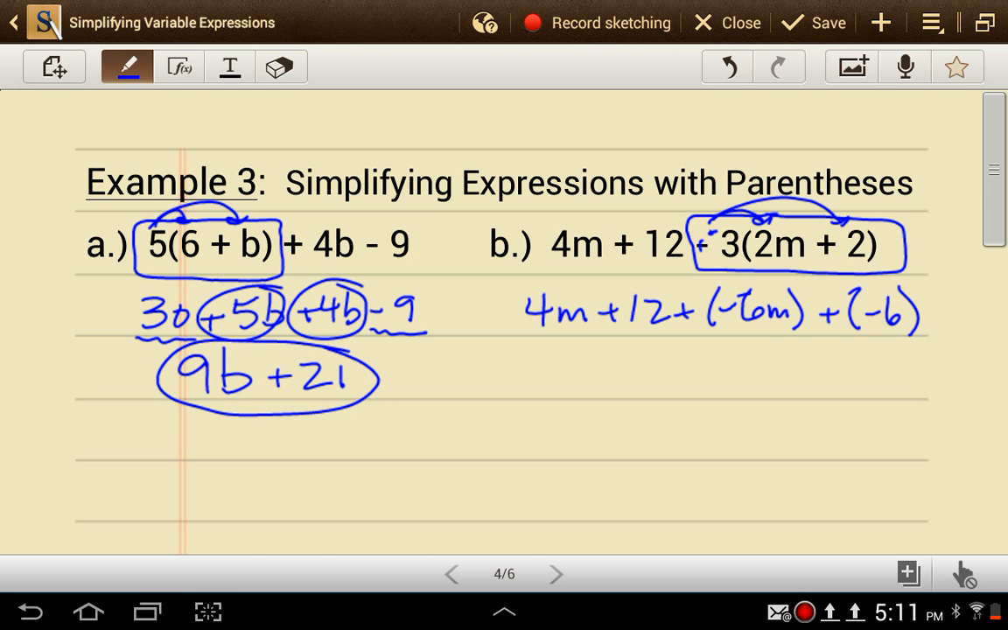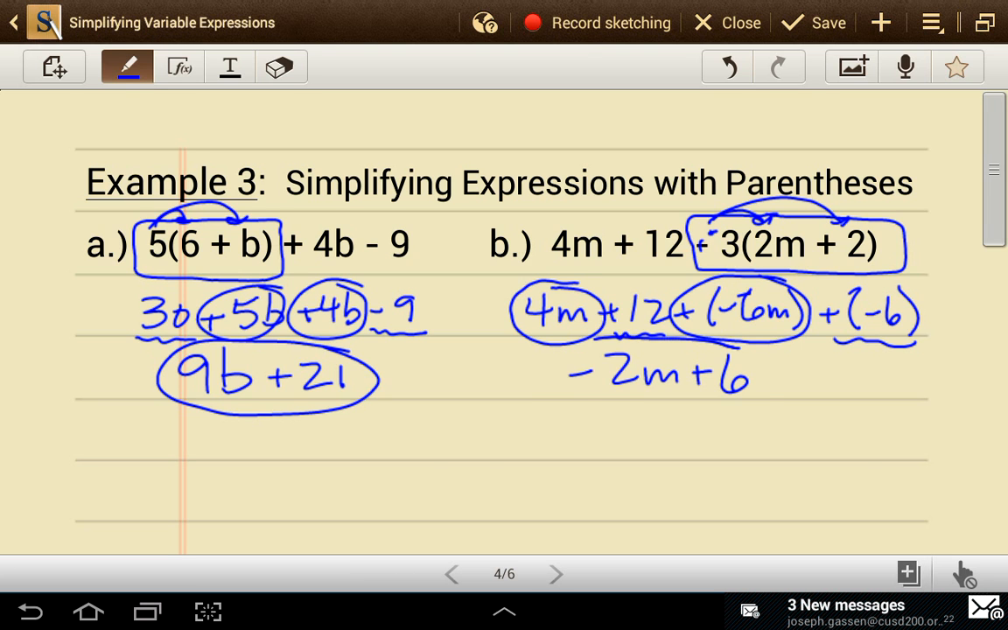Now I'm going to combine like terms. 4m plus negative 6m is negative 2m. Then I have a 12 plus negative 6. They're different signs, so I'm going to subtract them. That's 6. 12 is bigger and it's positive, so it's a positive 6. So I get negative 2m plus 6. So that's how you simplify expressions with parentheses. I'm going to go on to my next slide, so if you need to pause, go ahead.